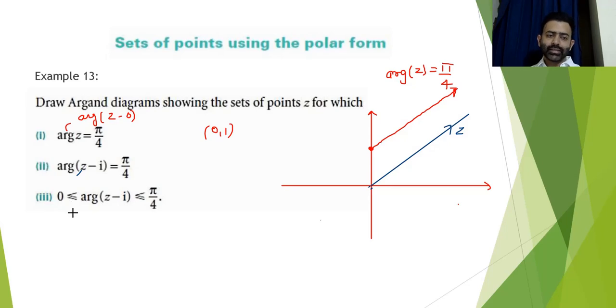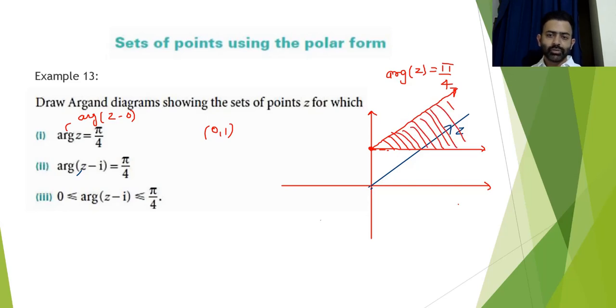The third case is where inequalities are involved. We have to show the points such that the argument is greater than or equal to 0 and less than pi by 4, and your center is i, the starting point. So the starting point in this case remains i. You will get a range of values of x, and you have to shade the region.